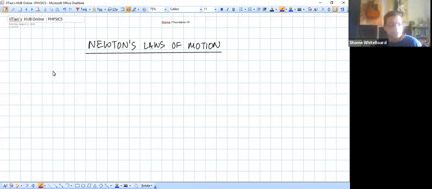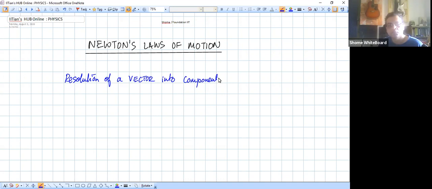Right. So we are starting the session with a bit of revision of resolution of a vector into components. Okay, let's understand this concept.